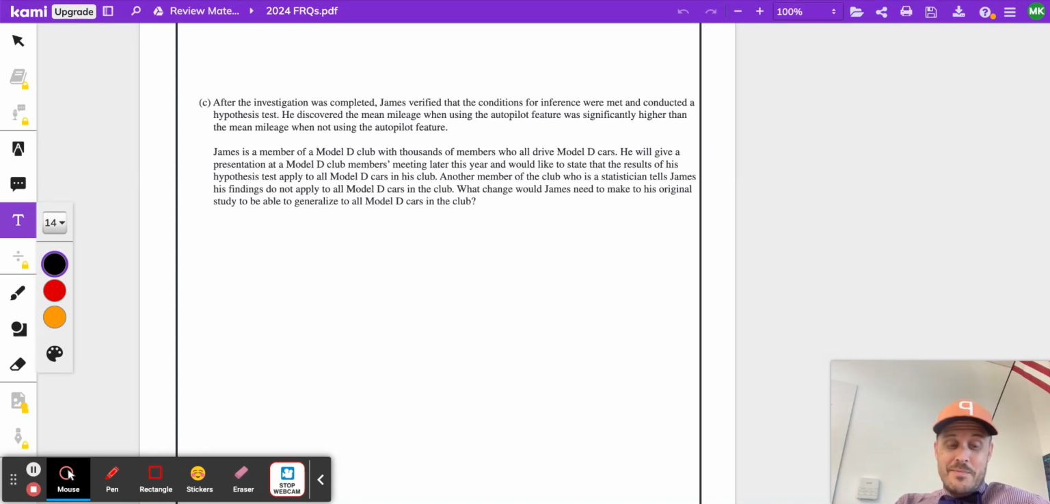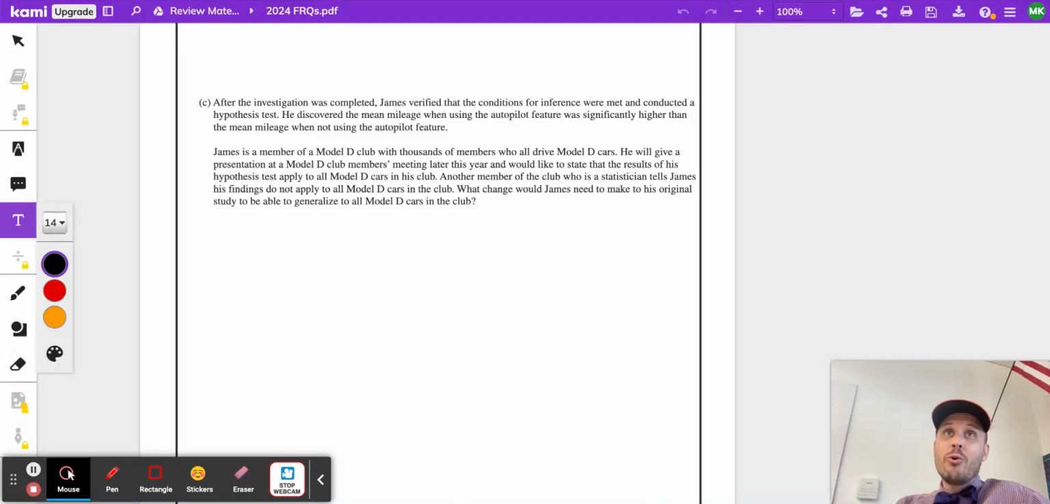Good question, right? So we can only conclude it, right? It's random only for the cars that were volunteering to participate in the study, and it's just James's car, the only one we can conclude it from.